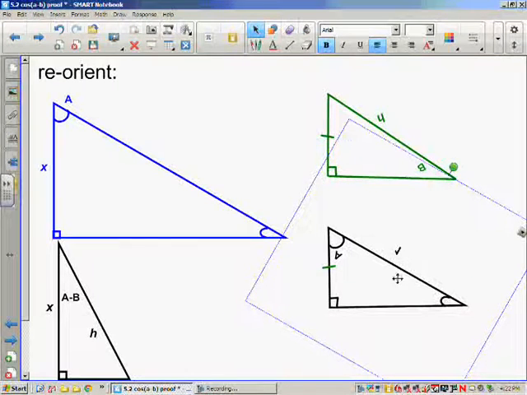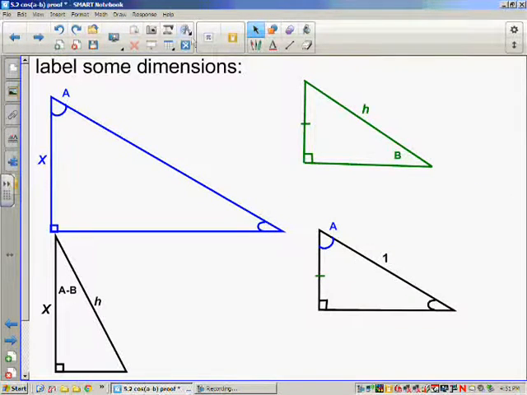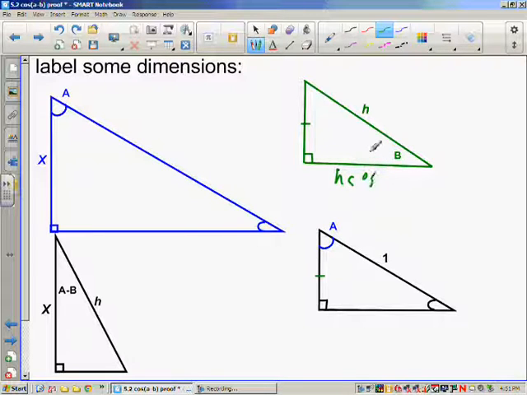Before I go too much further, we're going to clean that up. And we get these four triangles. And I'm going to start with the green triangle. I'm going to use some triangle trig here, remembering if I have an angle B and I have a hypotenuse, if I wanted to label this side, I would know that the cosine of B equals adjacent over hypotenuse, so therefore I get H cos B. And on the opposite side, I'll get H sine of B.